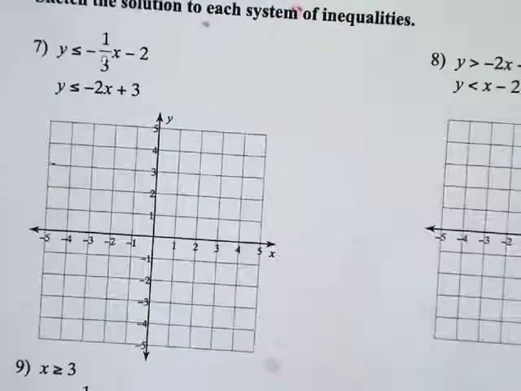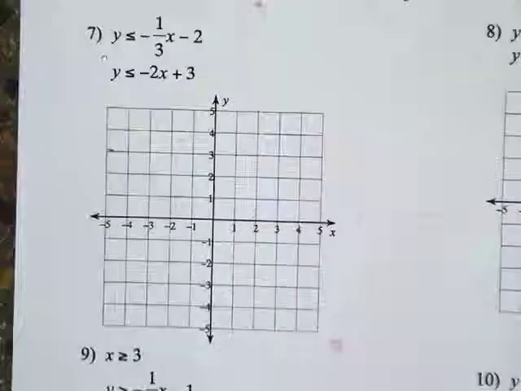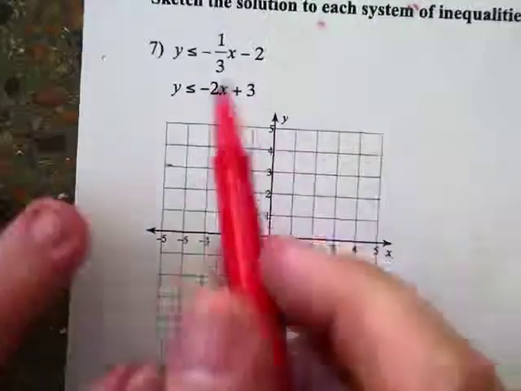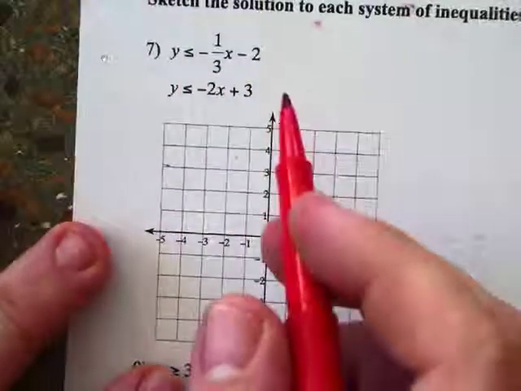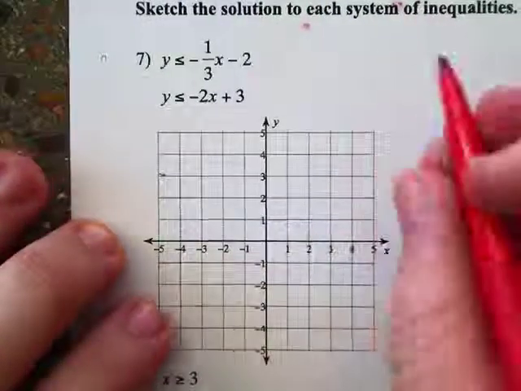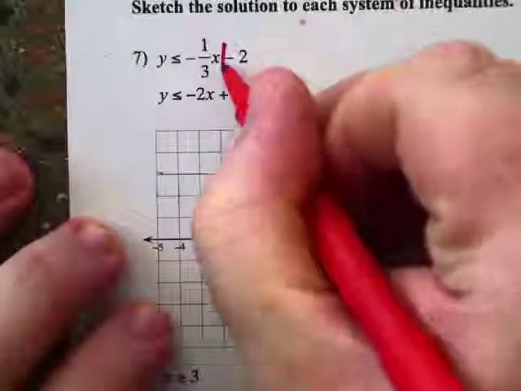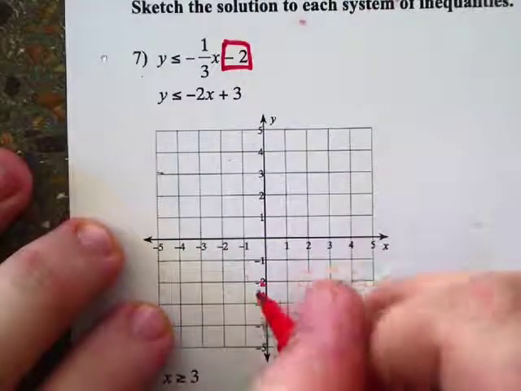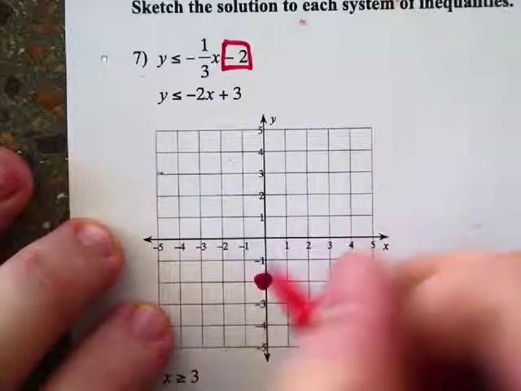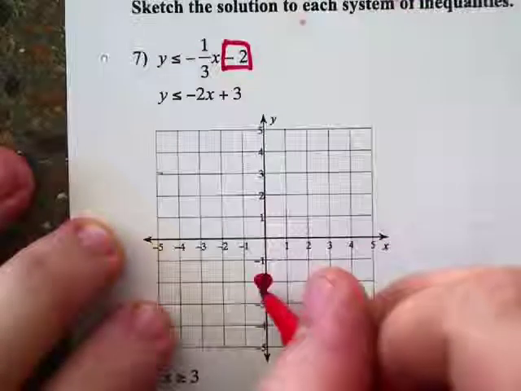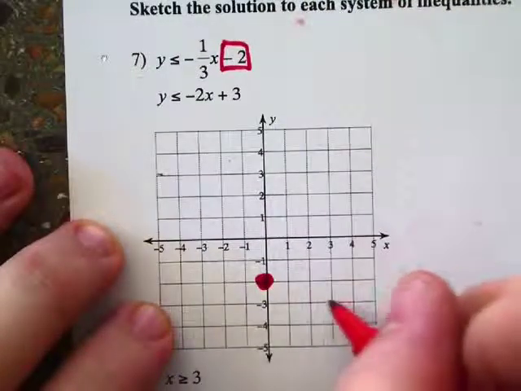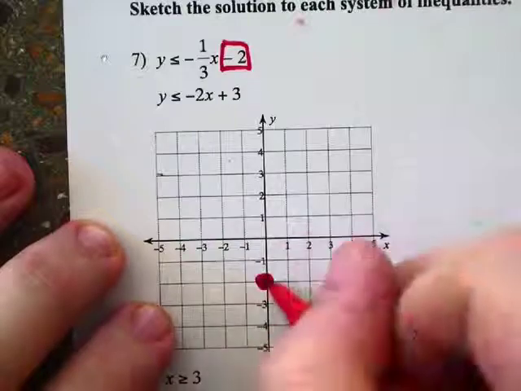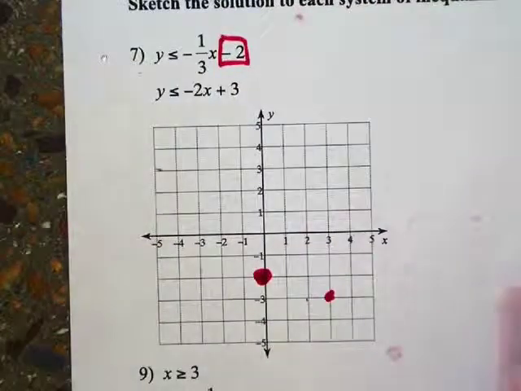Now these ones, 7 through 10. These ones are a little different in the fact that they're inequalities. Okay, so let's go ahead and go through how we do these. We graph them the same way at first. So we have a y-intercept of negative 2, and then negative 1/3. So negative 1, 1, 2, 3. Can't do that anymore. Now I'm going to draw the line.